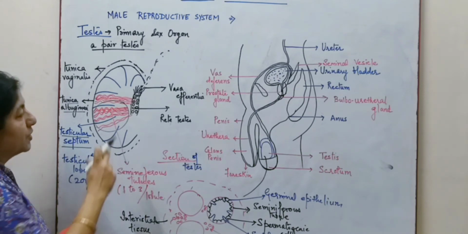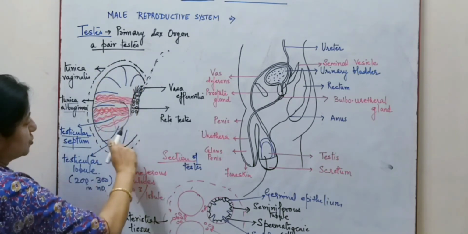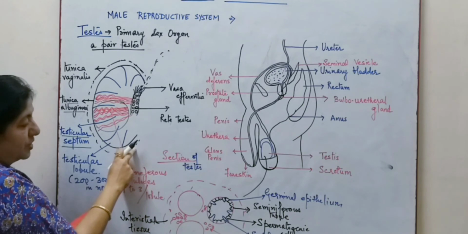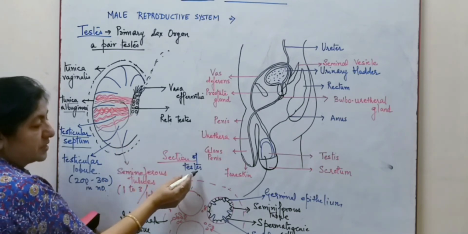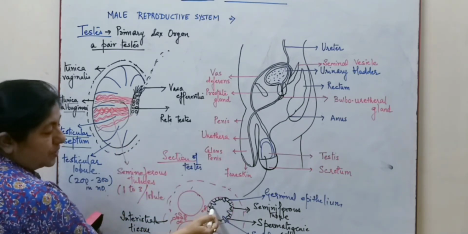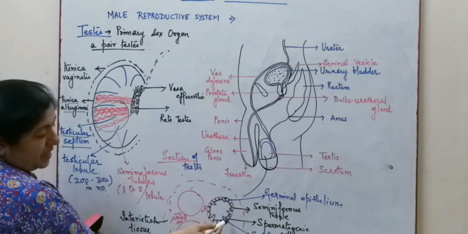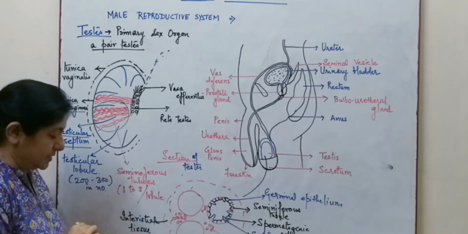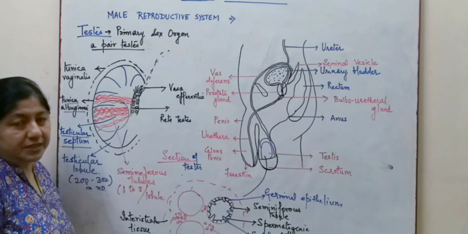So here we have studied the internal structure of the testis, and also the section of the testis in which we can find the two types of cells and the function of the seminiferous tubule.